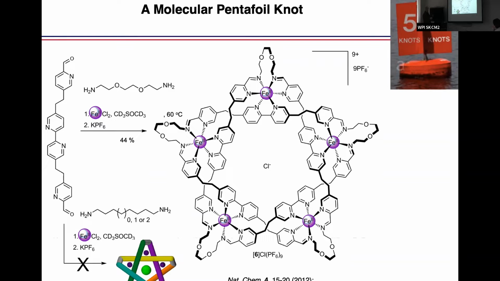44% yield. However, this reaction is very selective for this bisamine with these two oxygen atoms in the chain. If we take chains of exactly the same length or longer or shorter, but these oxygen atoms are replaced with CH2 groups, then you don't get any knot formed. And that's just, again, part of this discovery process. Initially, we were using these sort of chains and not forming anything. And then the student tried this bisamine and it worked. And the reason for that we'll find out a little bit later.